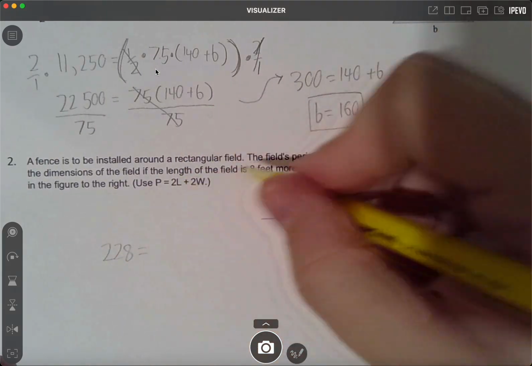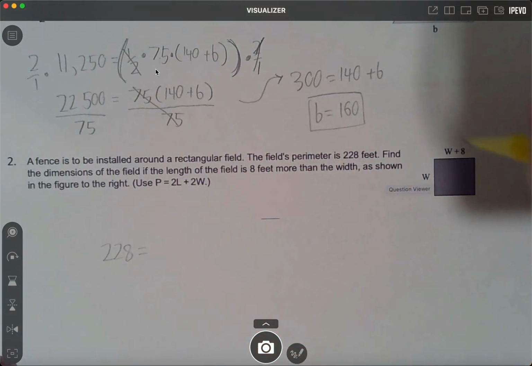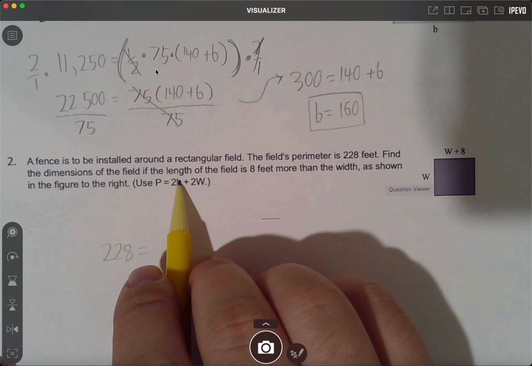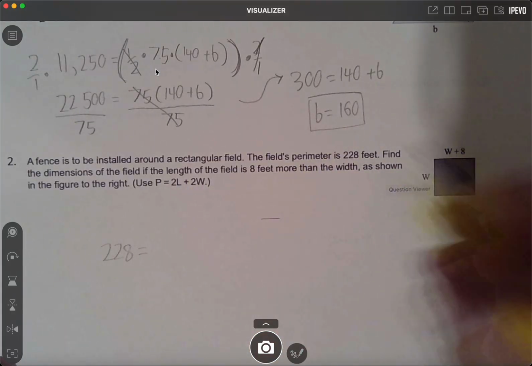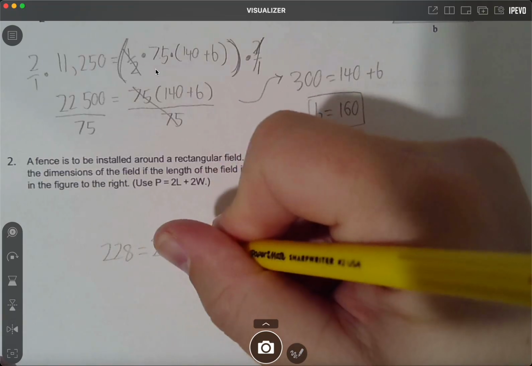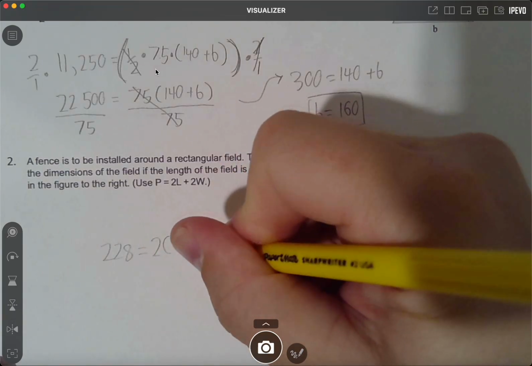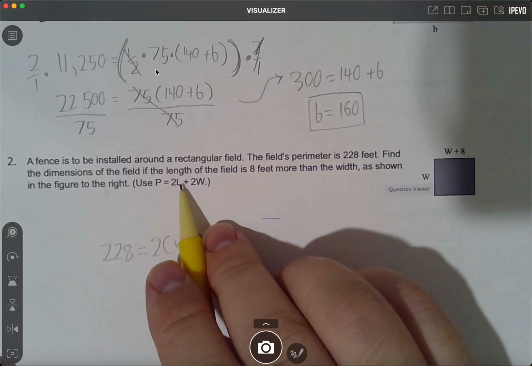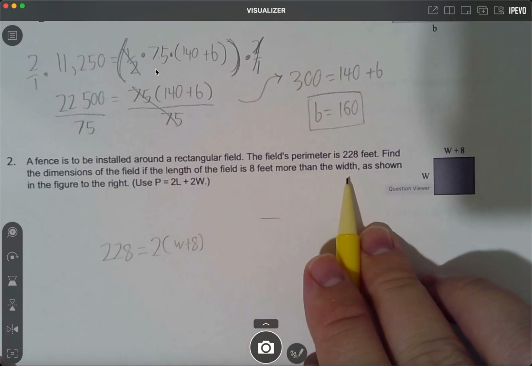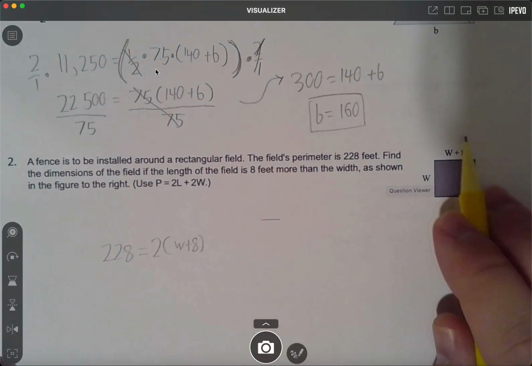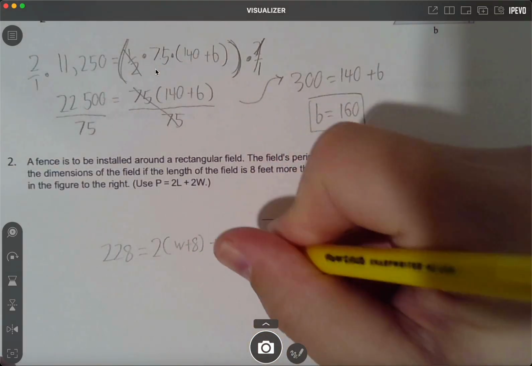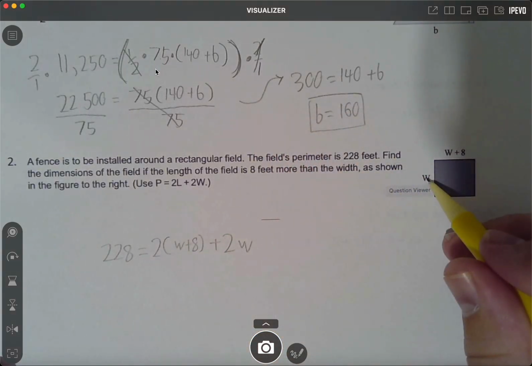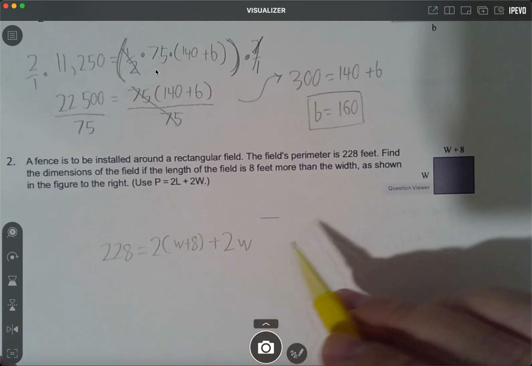Now I need to figure out what L is. I just see some W's here, but it says the length is 8 more than the width. So in other words, this W plus 8 is actually the length, and so I can substitute that in. They said length is 8 more than the width, so L is the W plus 8 that they're showing me here. Now 2W is essentially 2 times the other thing here, which is just W. At that point, I'm good to go.